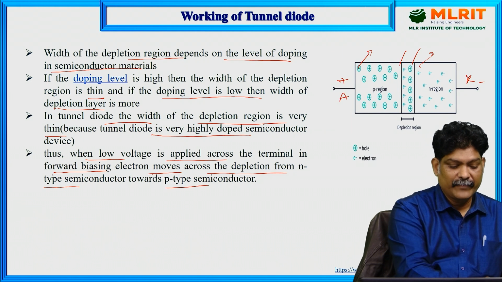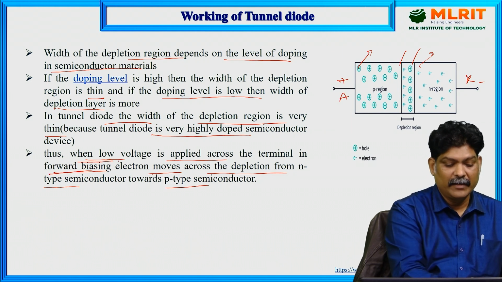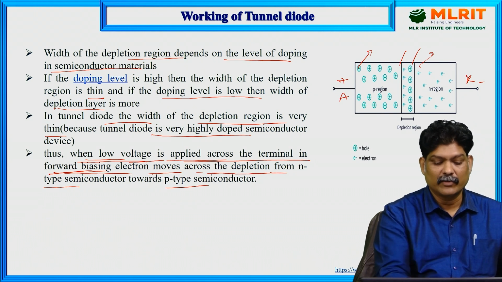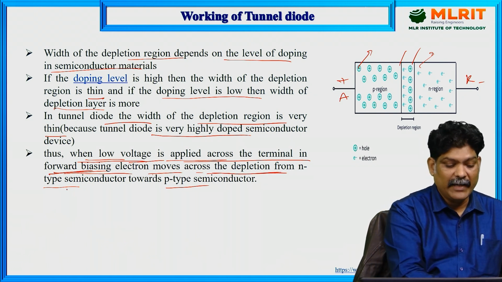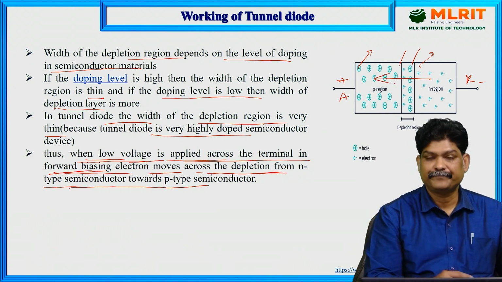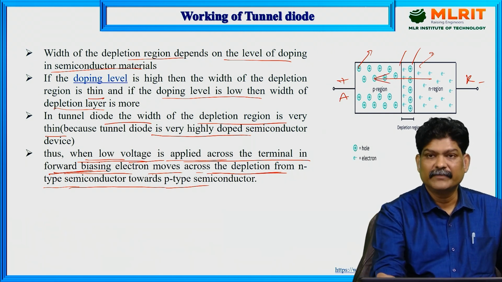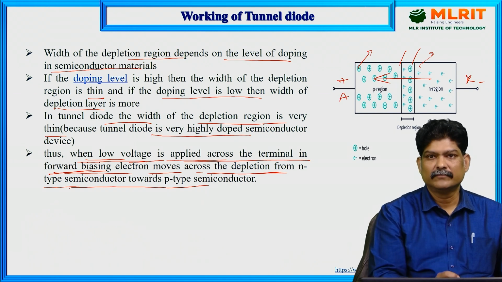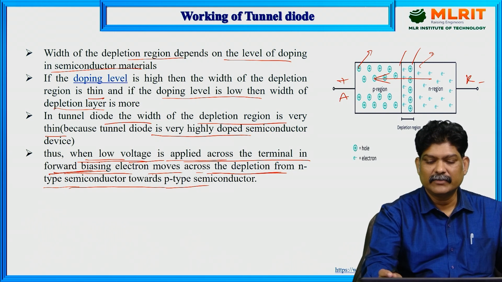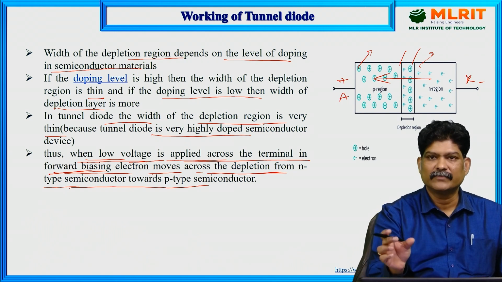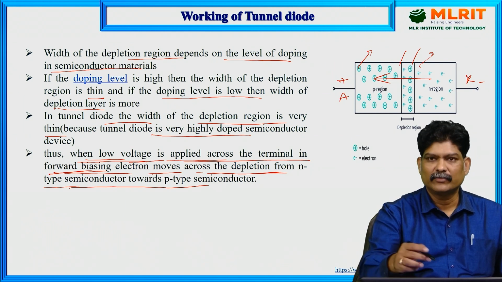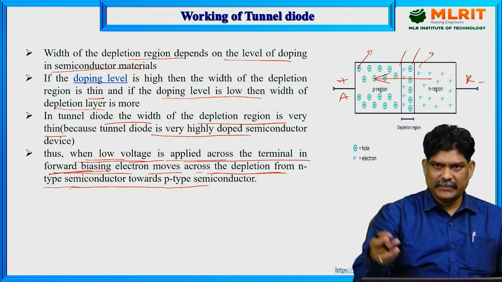So in forward biasing, when low voltage is applied across the terminals, electrons move across the depletion region from the N-type semiconductor towards the P-type semiconductor. So they move like this. If the depletion width is more, there is no chance for the charge carriers to move from P to N or N to P. In such a case we have to excite them externally, so we have to bias the diode.